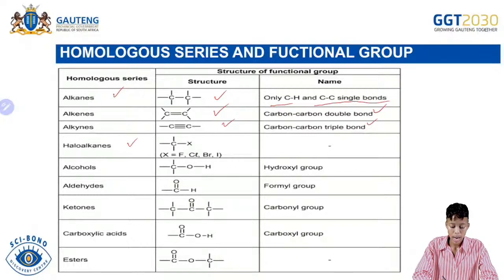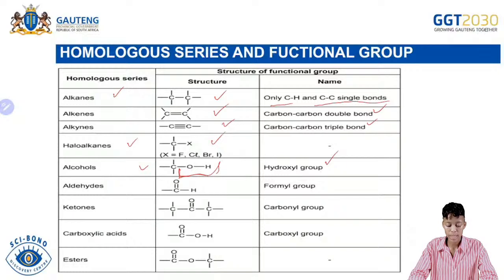And then you need to know haloalkanes and the structure of haloalkanes, alcohols and the structure of the alcohol. So how will you see an alcohol? You will see it by what? By the OH group there. And the name of the functional group is the hydroxyl group. Then it's aldehydes. Aldehydes, it's C double bond O and the H. And the name of the functional group is called what? A formyl group. Then we have ketones. So ketones, you have the C double bond O and it's in between two carbons. The name of the functional group is called a carbonyl group.